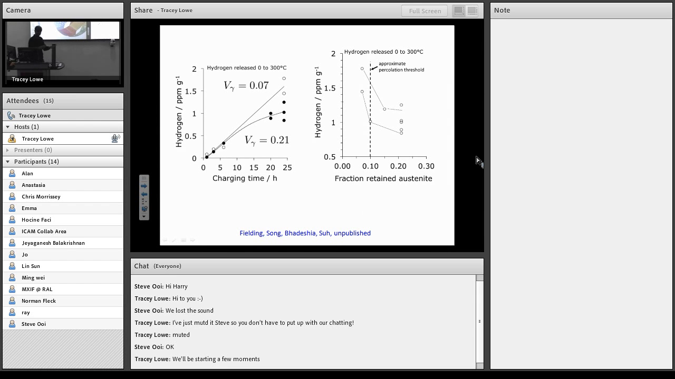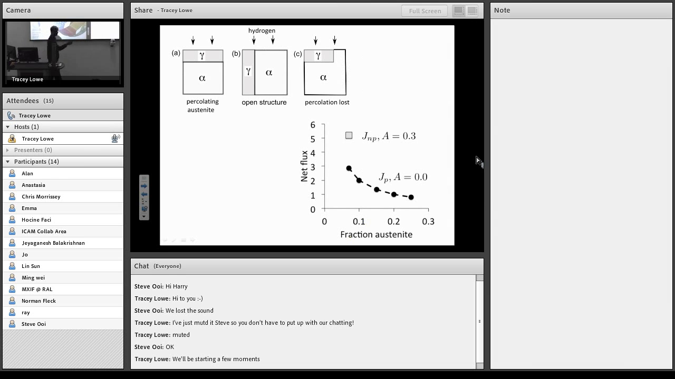So it seems to be correct that this structure will lose percolation when we go below approximately 0.1 of austenite. Then we used the equipment that you have here for measuring permeability through the sample. And when I showed you the slide of diffusion through ferrite and diffusion through austenite, the difference was huge. If we assumed the diffusion coefficients in that slide, then as soon as we lose percolation, you'd get a massive increase in the permeation of hydrogen.